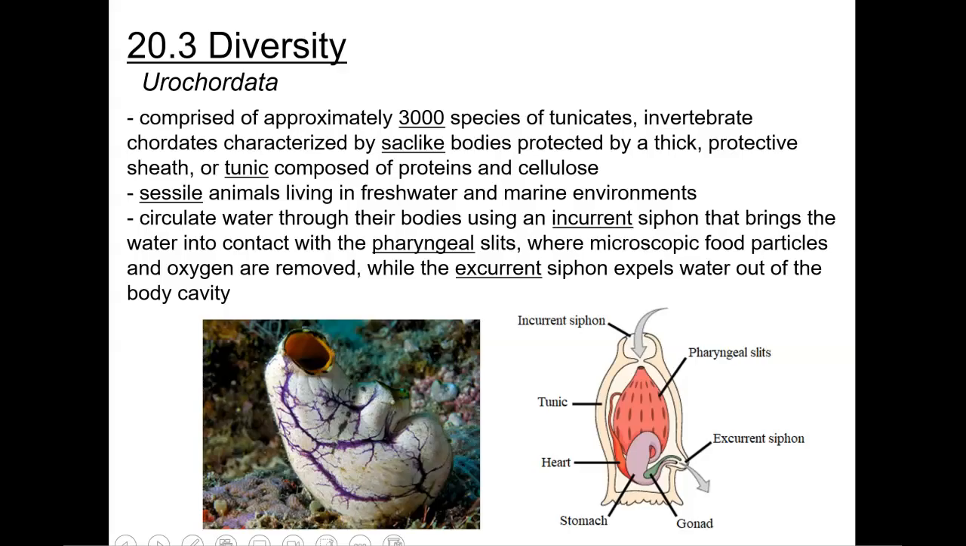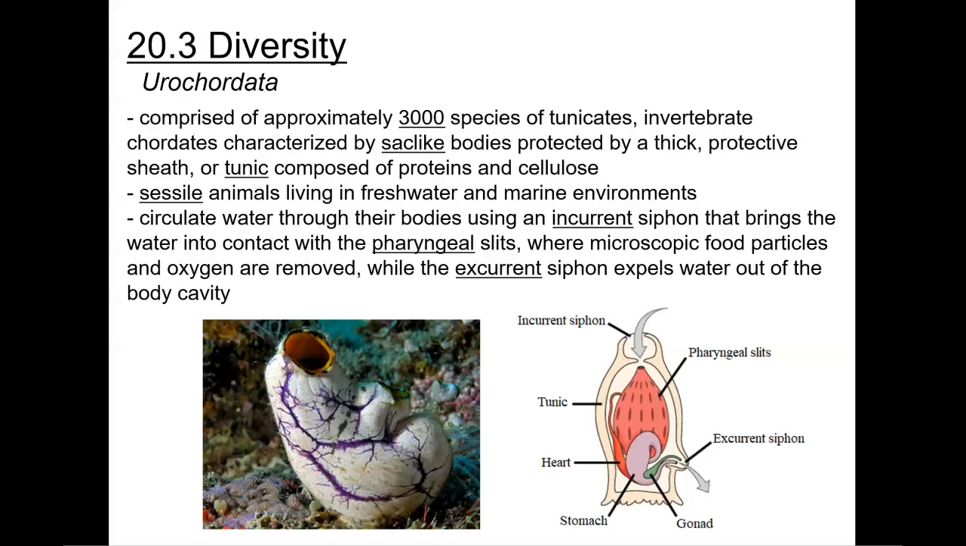Now let's dive deep into our actual sections of notes where we're going to discuss these vertebrates. First, we're going to start off with Urochordata. The Urochordata are going to be comprised of approximately 3,000 species of tunicates, invertebrate chordates, that are going to be characterized by a sac-like body that's protected by a thick protective sheath, or a tunic, that's going to be comprised of proteins and cellulose.